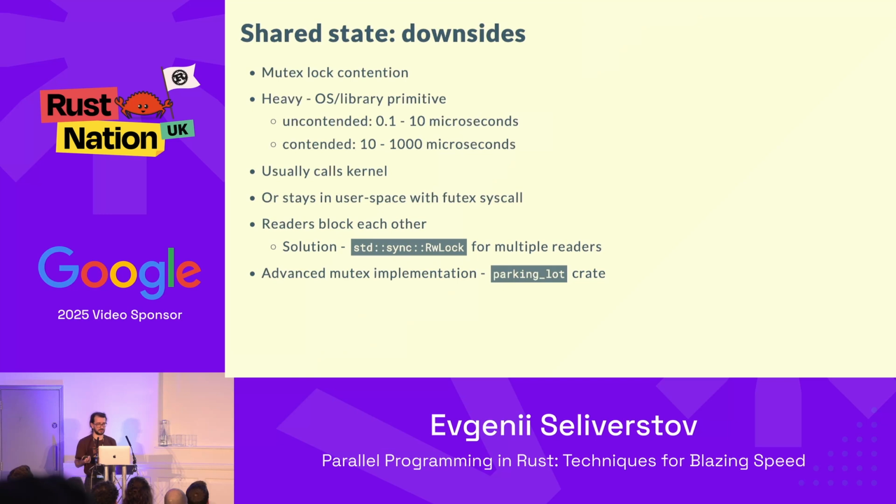So if it's contended, so multiple threads trying to acquire the same mutex, it could go up to tens and hundreds of microseconds, yeah? And it usually calls the kernel. And it means it could be slow, yeah? Modern mutexes, and the Rust implementation of the std mutex, allow us to have a more lightweight alternative because it uses the futex call, so it's easier to use than, I don't know, the pthread mutex.